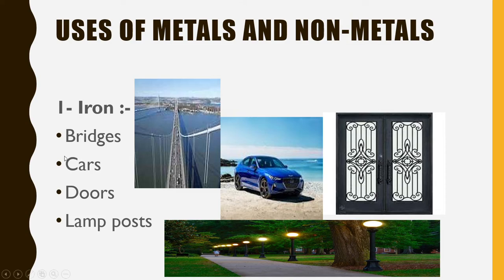Number two, we can make cars from the iron. We can make doors by the iron. We can make the street lights. These lampposts or street lights are made of iron. So the iron is a very important element that's used in making bridges and cars and doors and lampposts.